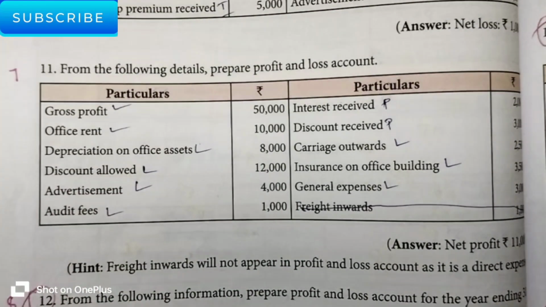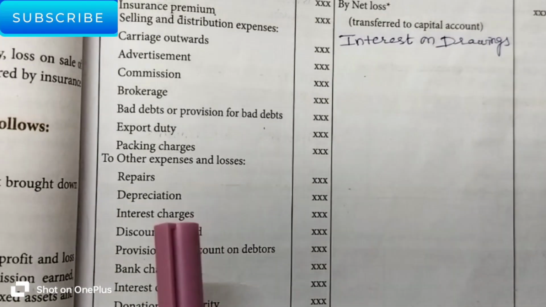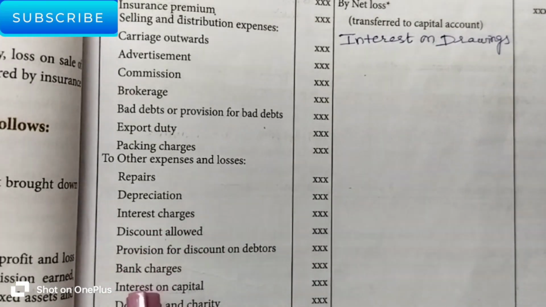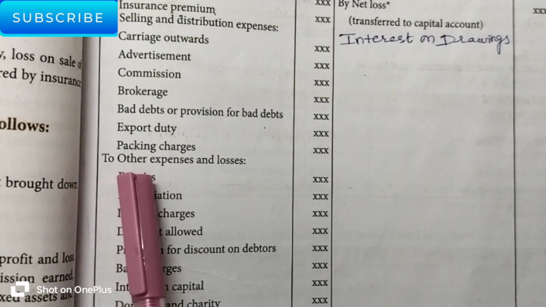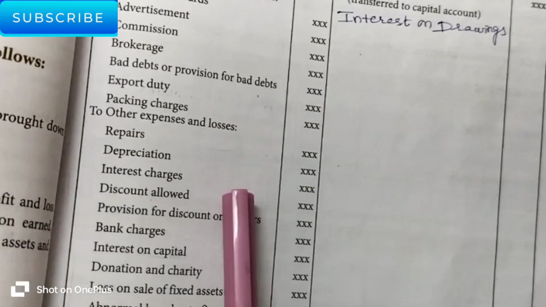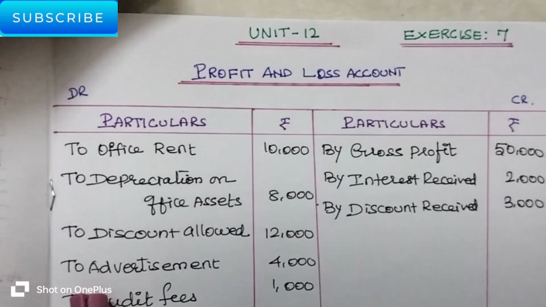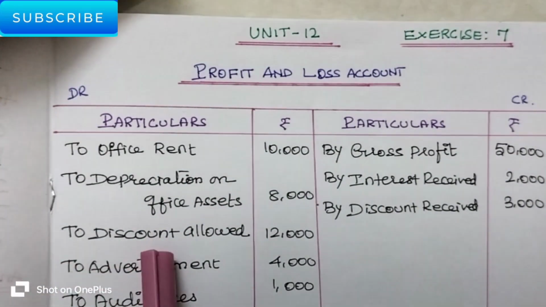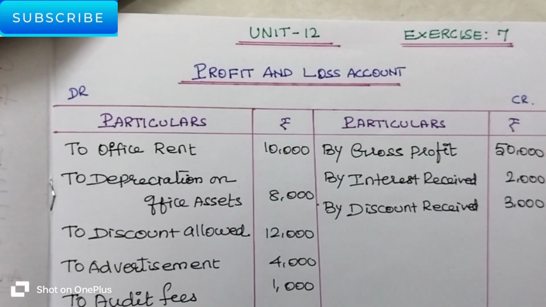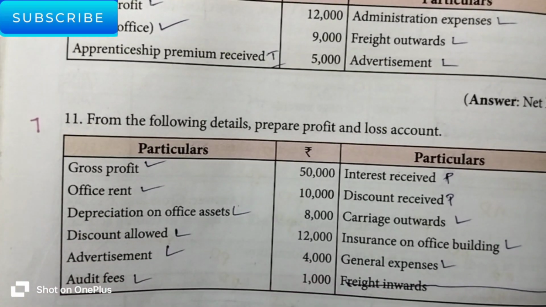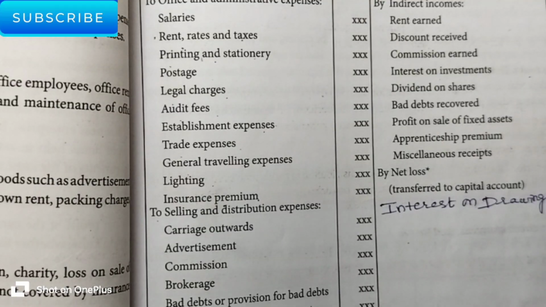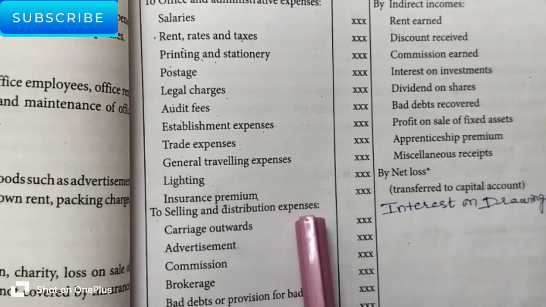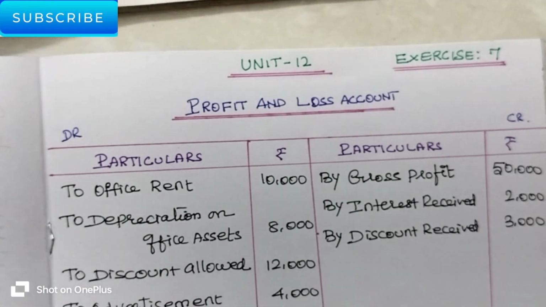As per the profit and loss format, discount allowed comes under the heading of other expenses and losses. So you have to enter it on the debit side of the profit and loss account. To discount allowed 12,000 rupees entered, and advertisement 4,000 rupees. Listen, advertisement comes under the heading of selling and distribution expenses. So advertisement expense is to be debited on the profit and loss account, 4,000 rupees entered.